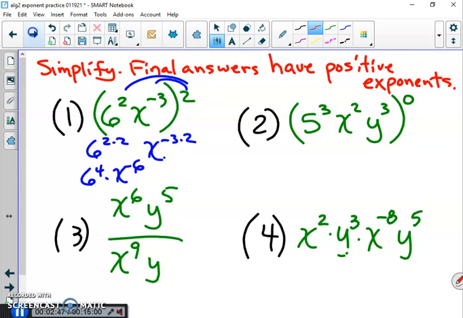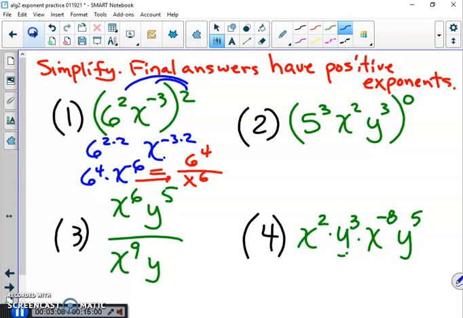In the directions, it says make sure all of your exponents are positive. So the 6 to the 4th will stay in the numerator because the exponent on the 6 is a positive number. But the x will go to the denominator because the exponent's negative. So therefore it doesn't belong in the numerator. Those x's, because the exponent's negative, actually belong in the denominator.